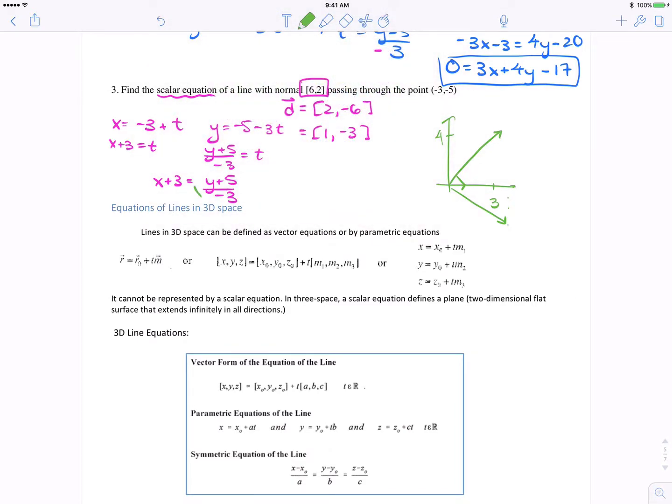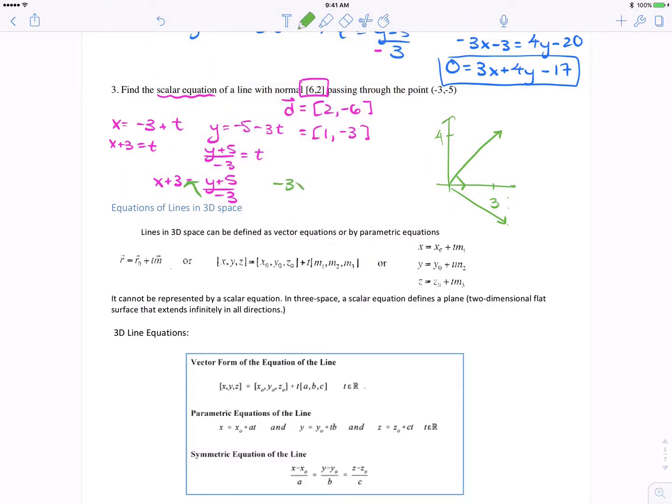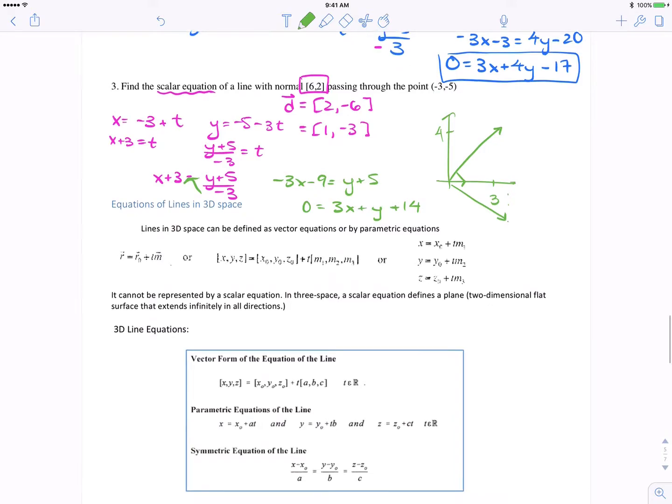And cross multiply just to simplify our lives and make everything more beautiful. Three x plus y plus 14. Beautiful. So normals, direction vectors, kind of same thing as we've seen before.